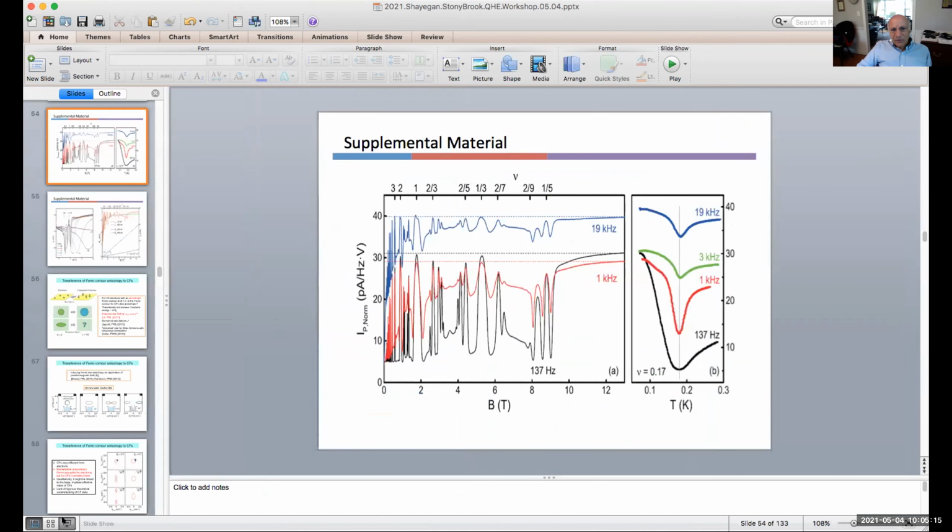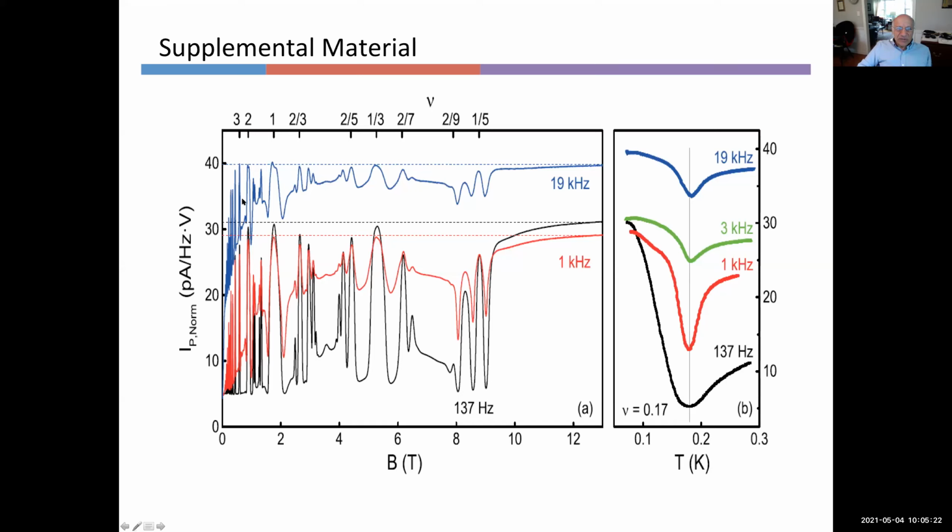Right. So this is near 1/5. This is the trace, and these are the temperature dependencies. In this case, it's 137 hertz, for example, to 19 kilohertz. The shape of these changes, but overall they pretty much all show that minimum at the same place. So to the extent that this is really low frequency, you should be primarily measuring something like a compressibility.